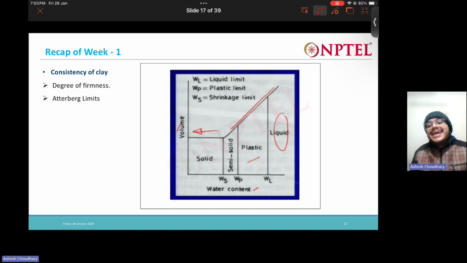In order to demarcate this consistency, we have limits known as Atterberg limits. Atterberg limits are very important properties, particularly for clays. They give the boundary which defines the degree of firmness or the consistency of the clay.